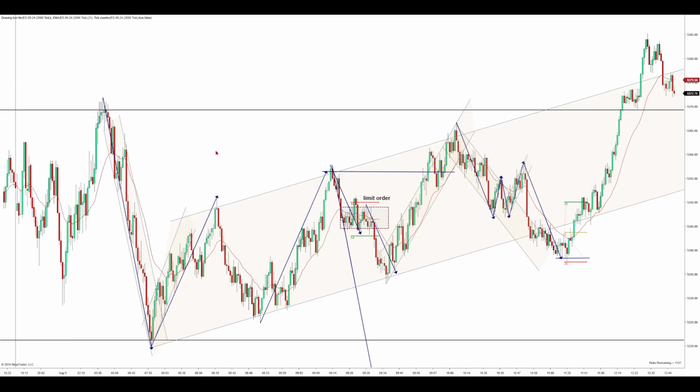I'm trading the ES and the NQ. This is a review. We're going to start off with the ES here. So this is our overnight high up here, our overnight low down here. These are our key levels for the day.